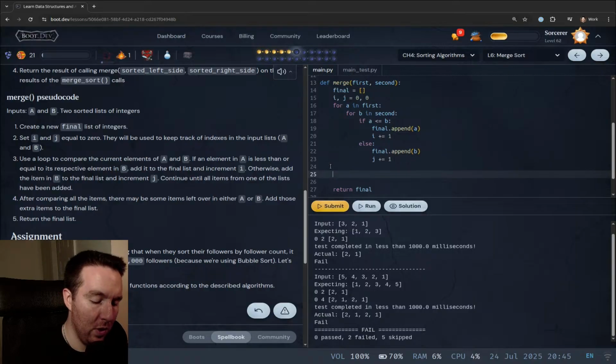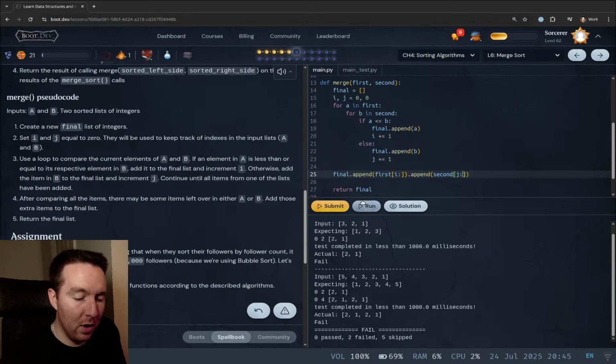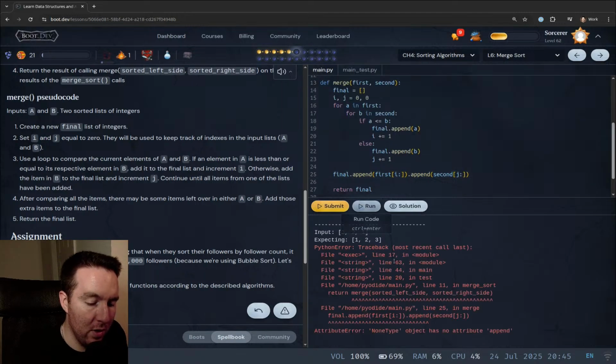So we do final.append, and then we do first, we do a slice from i to the end, and then we also append second, j until the end, right? Something like that. No.